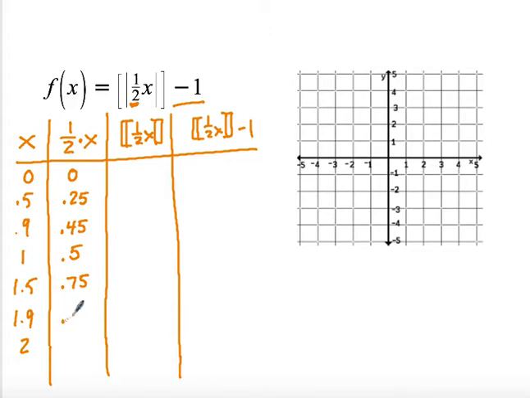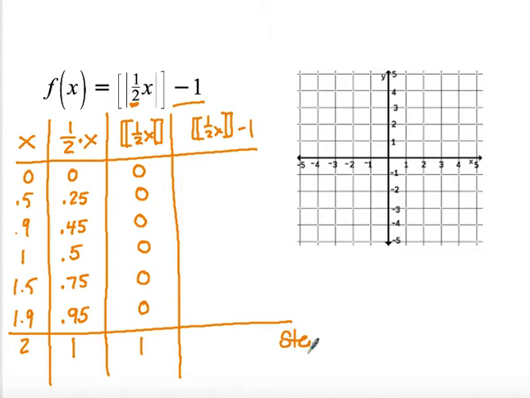1.9 is going to give me 0.95. I haven't reached an integer yet, but 1/2 times 2 is going to give me 1. Now after I multiplied all those values by 1/2, I need to round them down to the lowest integer before. So these are all going to go to zeros until I hit 2, and there's my first step. All right, now I'm not done. After I multiply them by 1/2, then I round down.